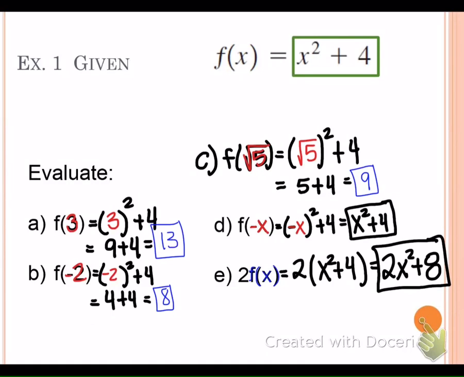Is this easy or hard? Easy. Input and output values. That's all we're going to look at today. And that's the first one.